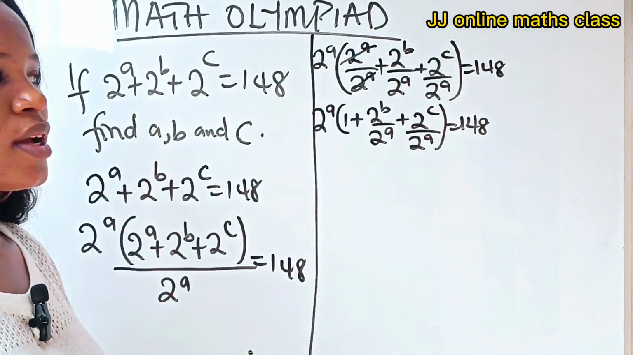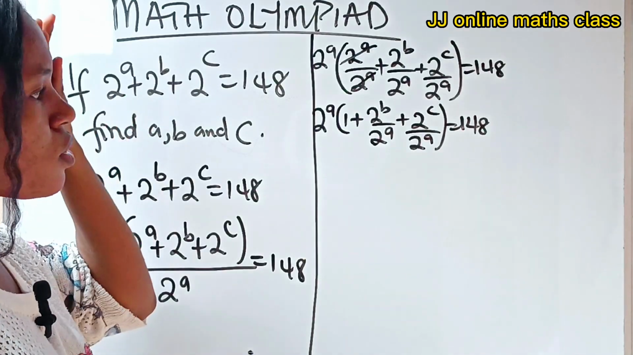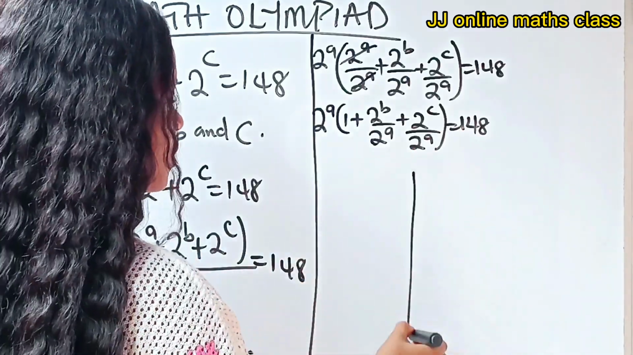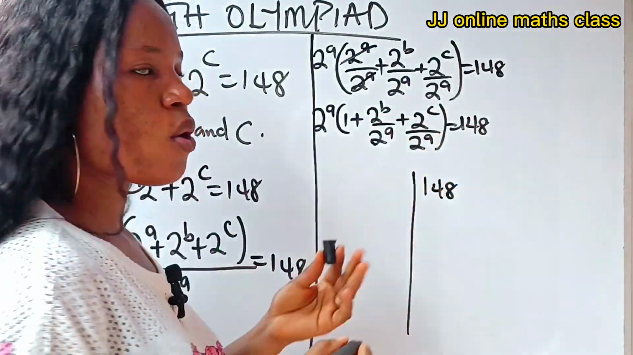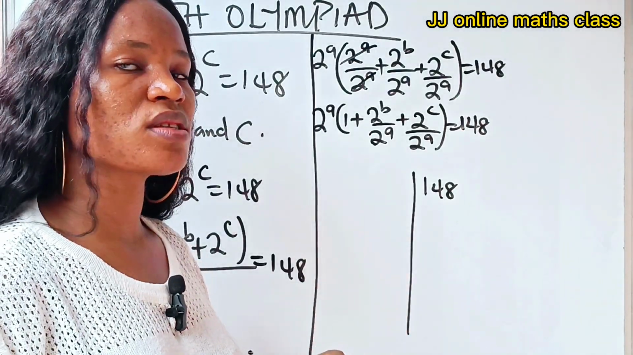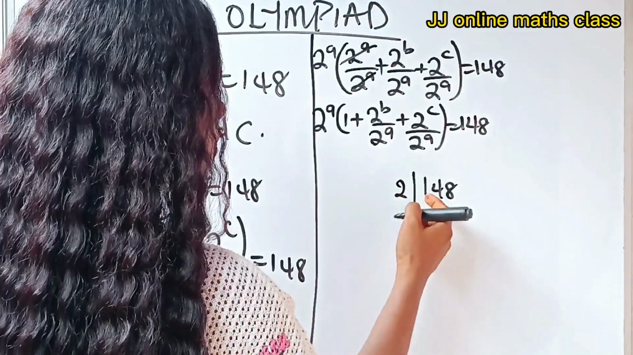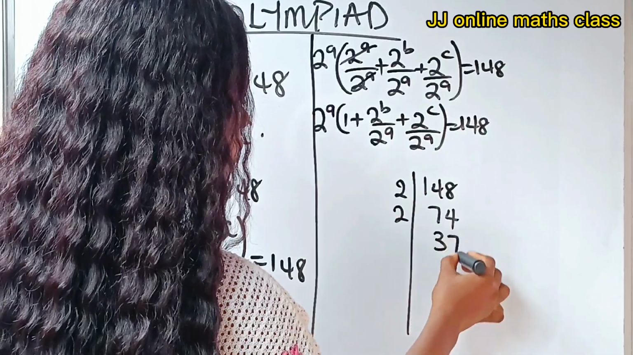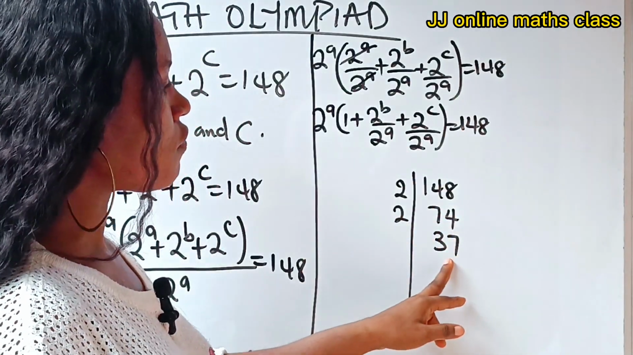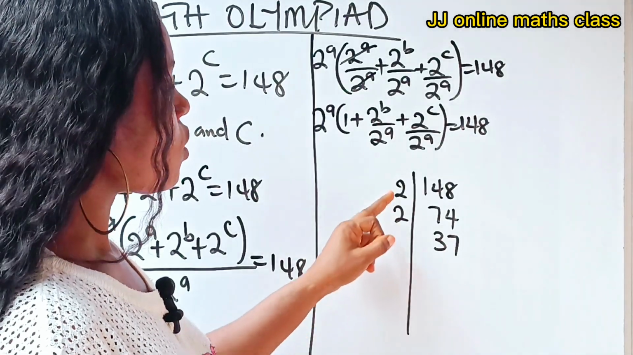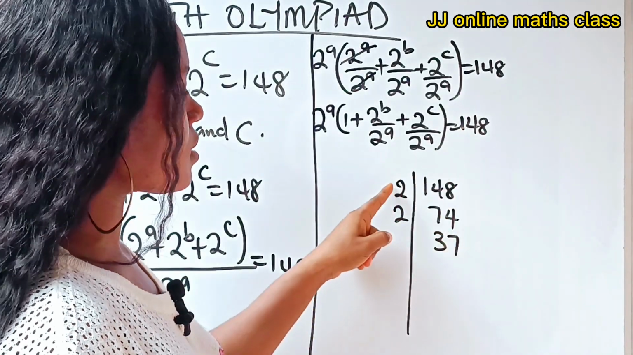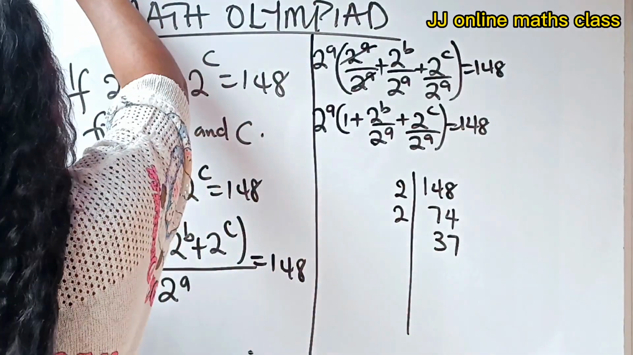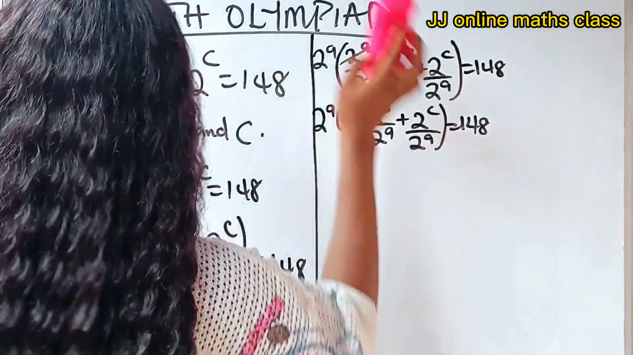All right, interesting. Now I want us to know something. We can rewrite this 148 by finding factors of it whereby one has to be odd, the other has to be even. So if we divide this by 2, we'll have 74. If we divide this by 2, we have 37. Now we have an odd factor and an even factor. So that means we can write 148 as 2 times 2, which is 4, times 37. So let's go ahead and do that.